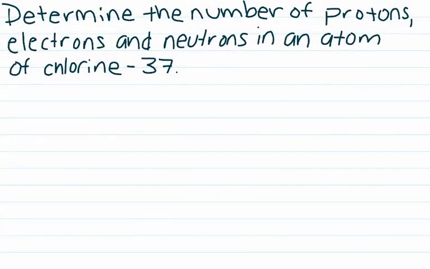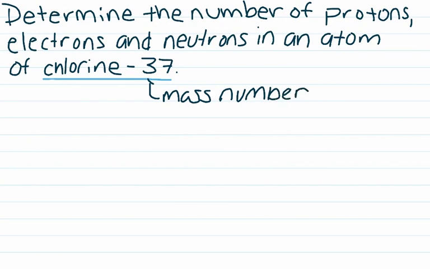Determine the number of protons, electrons, and neutrons in an atom of chlorine-37. So whenever you see an element followed by a number, this denotes an isotope. And that number that it's followed by is its mass number. So this is a chlorine-37 isotope, and that 37 is its mass number. If you remember, the mass number is equal to the number of protons plus the number of neutrons.